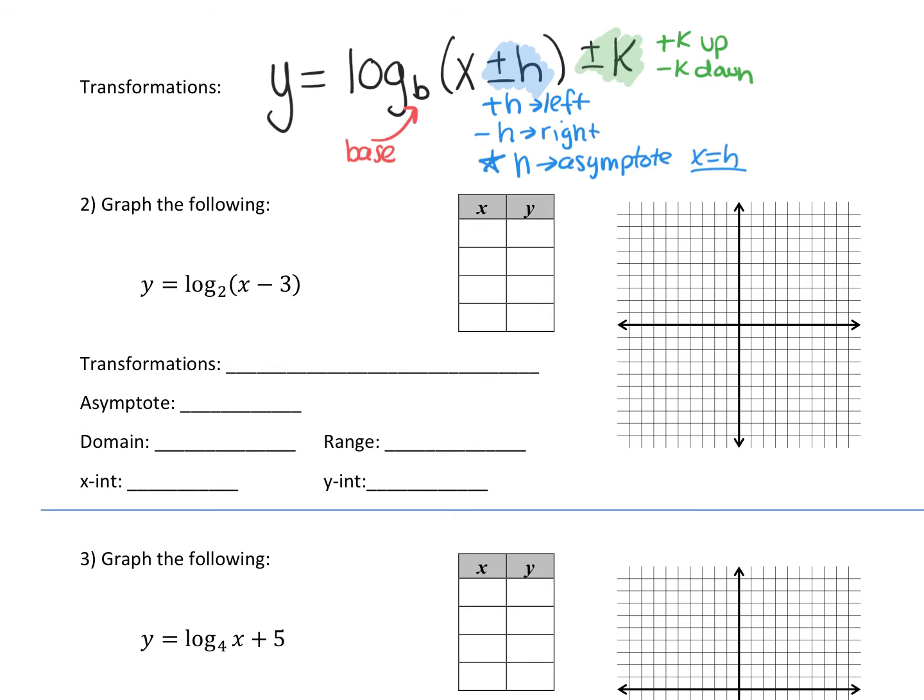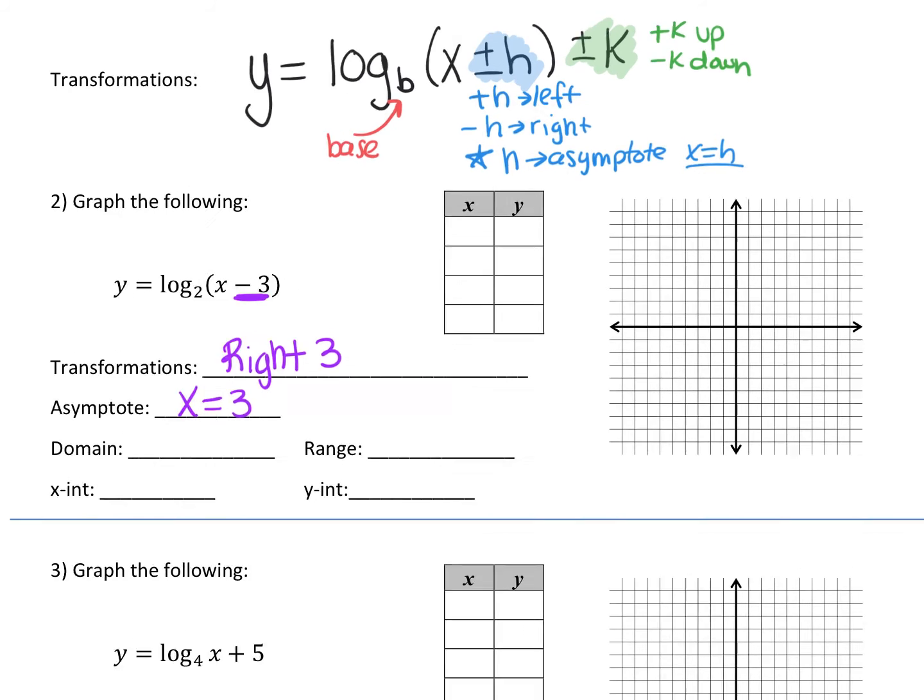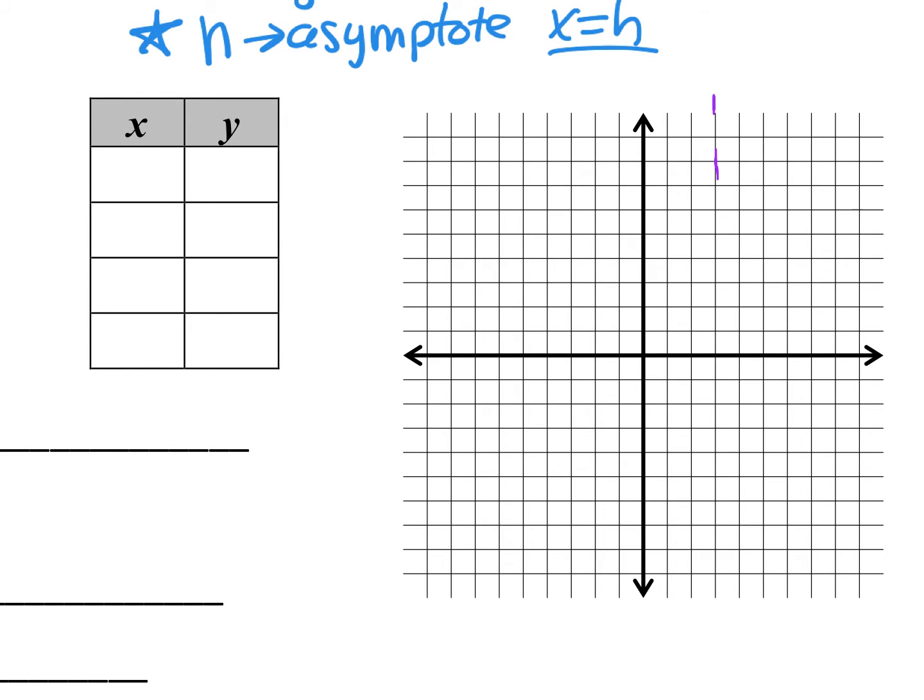So if I'm going to graph this equation, I can see that I have a negative 3 on the inside, so my transformation is going to be right 3. Since I have a right or left shift, my asymptote's going to be at positive 3, because again, I'm going right 3. So my asymptote's going to be here at positive 3.